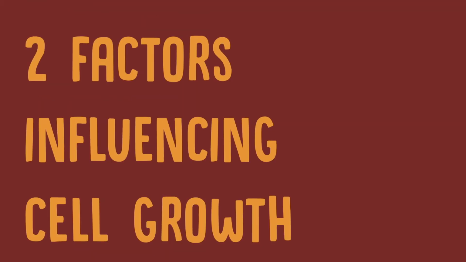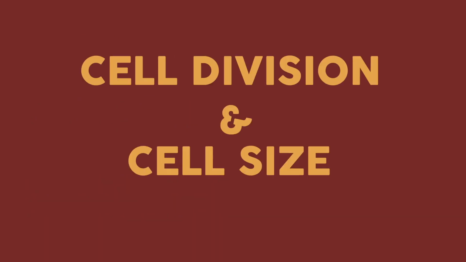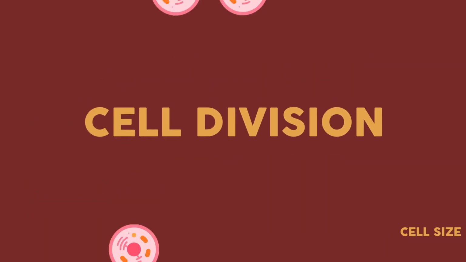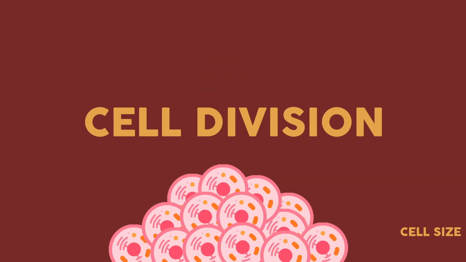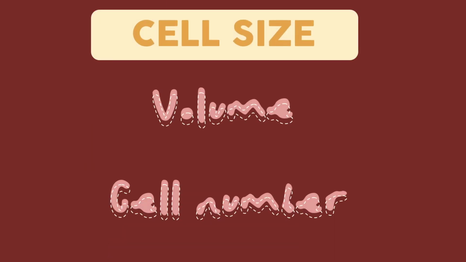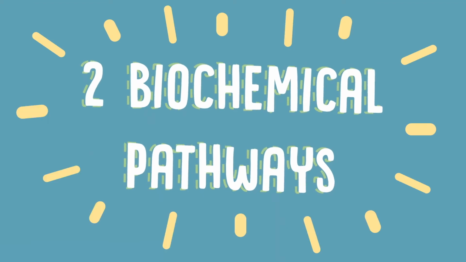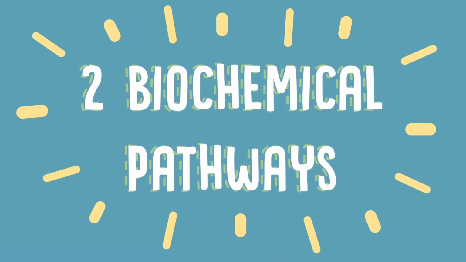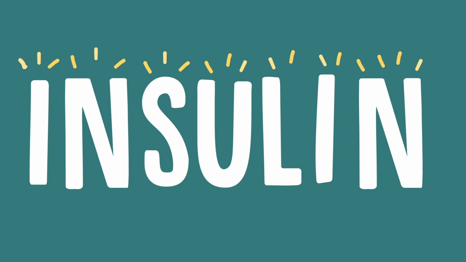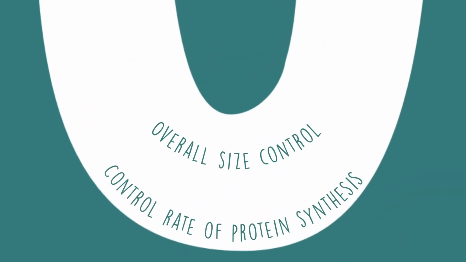There are two factors influencing cell growth, that is, the rate of cell division and cell size. Growth involves an increase of cell number while the cell size is conserved such that the volume of a cell population is proportional to the cell number. There are two biochemical pathways of growth control. The first is the insulin system. It controls the overall size and controls the rate of protein synthesis.